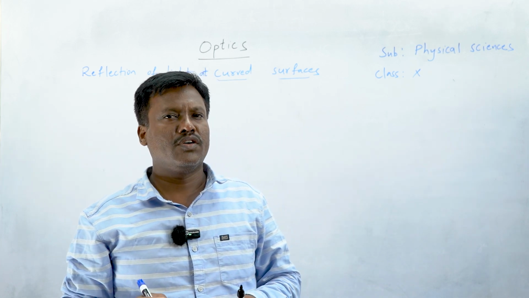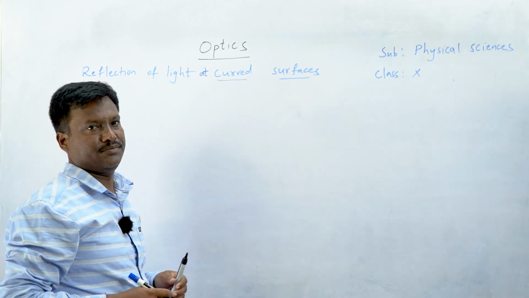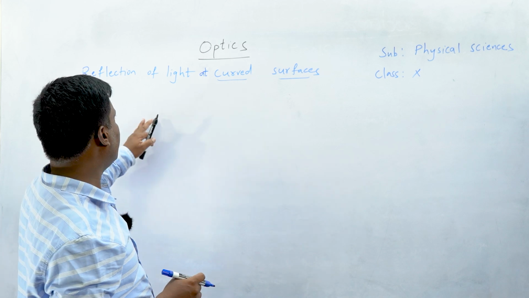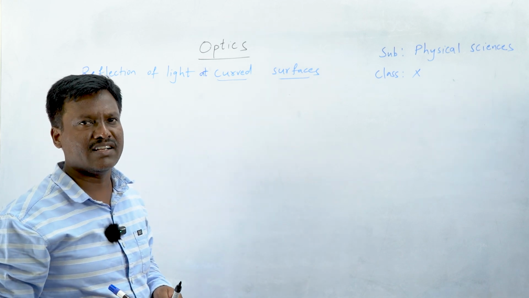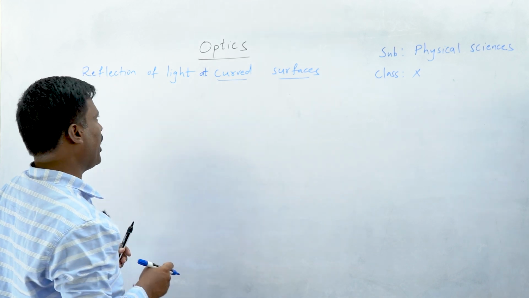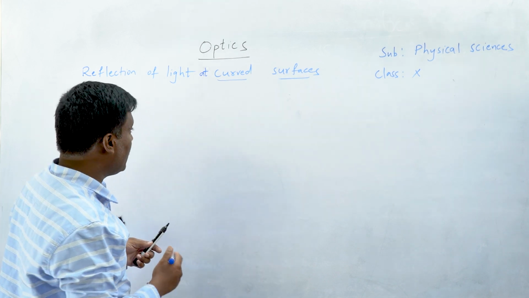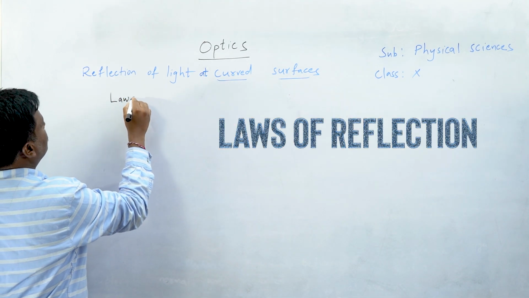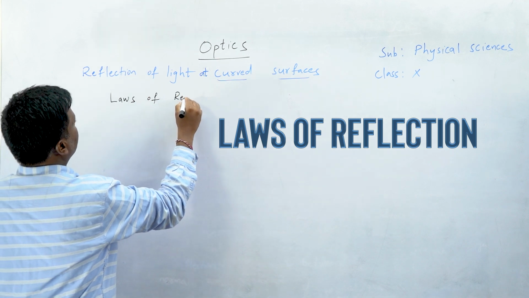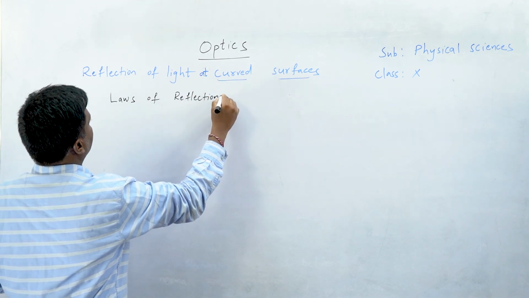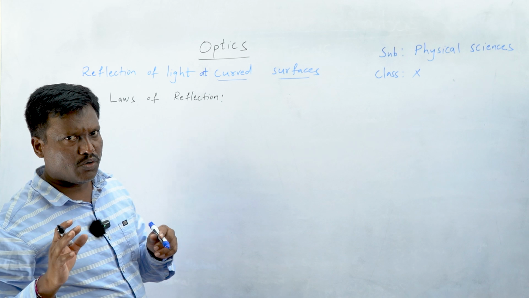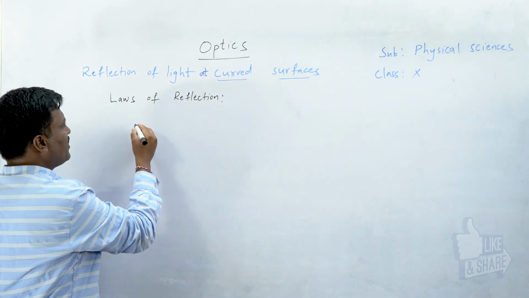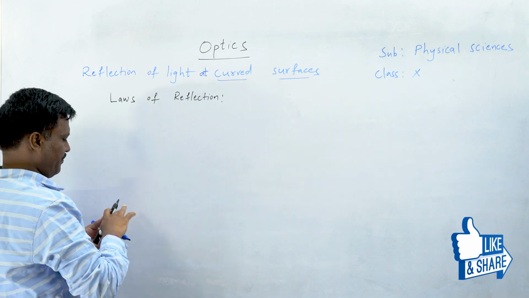So we get the light due to reflection. This is the best example, a daily life example of reflection. Now we are going to talk about laws of reflection. Here we have two important laws: the first law of reflection and the second law of reflection.